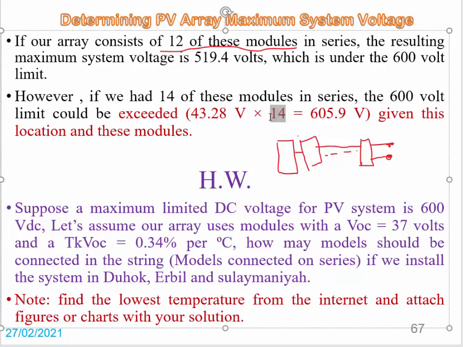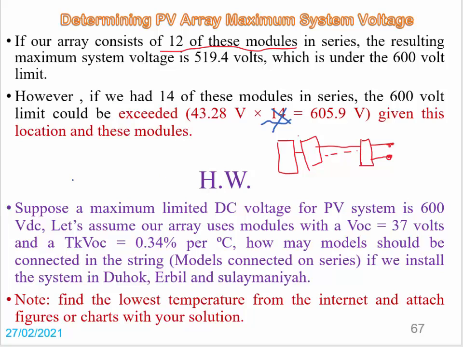But if we use 14 modules in series instead of 12, we multiply this value by 14, and we have 605 volt, or nearly 606 volt. We can see this value is more than 600 volt. So we cannot use 14 panels in series.